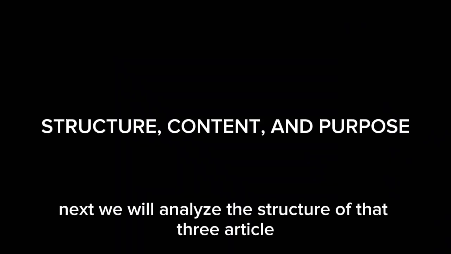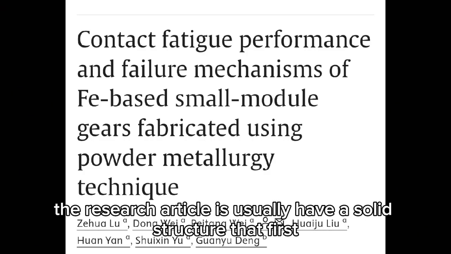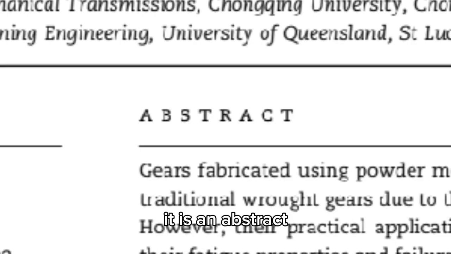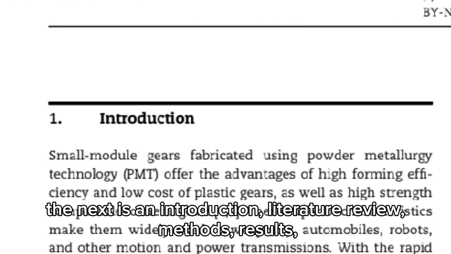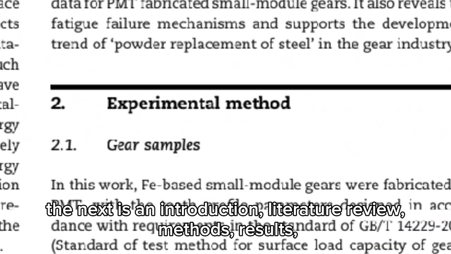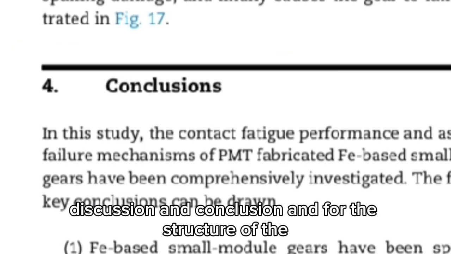Next, we will analyze the structure of those three articles. First is the research article. The research article usually has a solid structure. First it is an abstract, next is an introduction, literature review, methods, results, discussion, and conclusion.